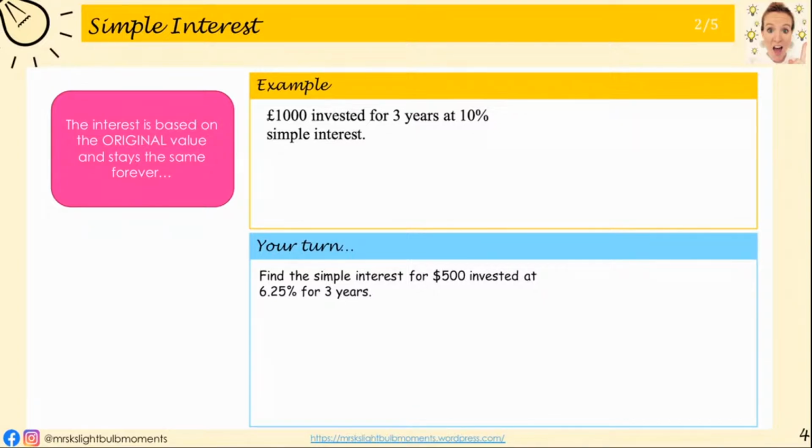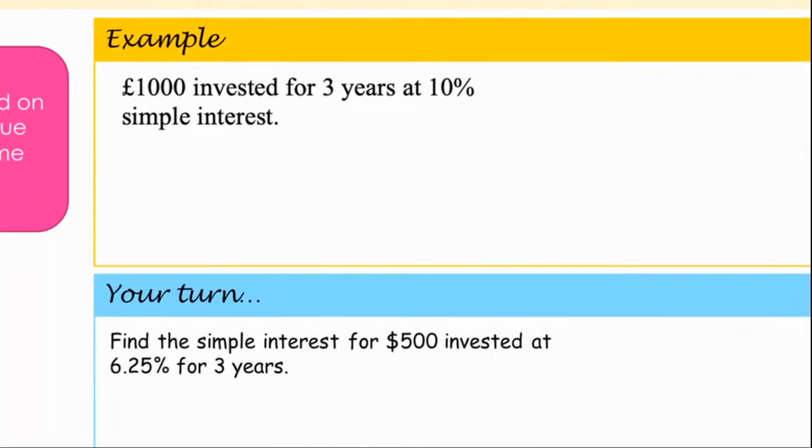So in this case, in simple interest, every single year the interest is based on the original value. So in this case here, we've invested £1,000. We're going to get 10% of that £1,000, and that interest will stay the same each year. It won't rise the more money you get in your account like normal compound interest.